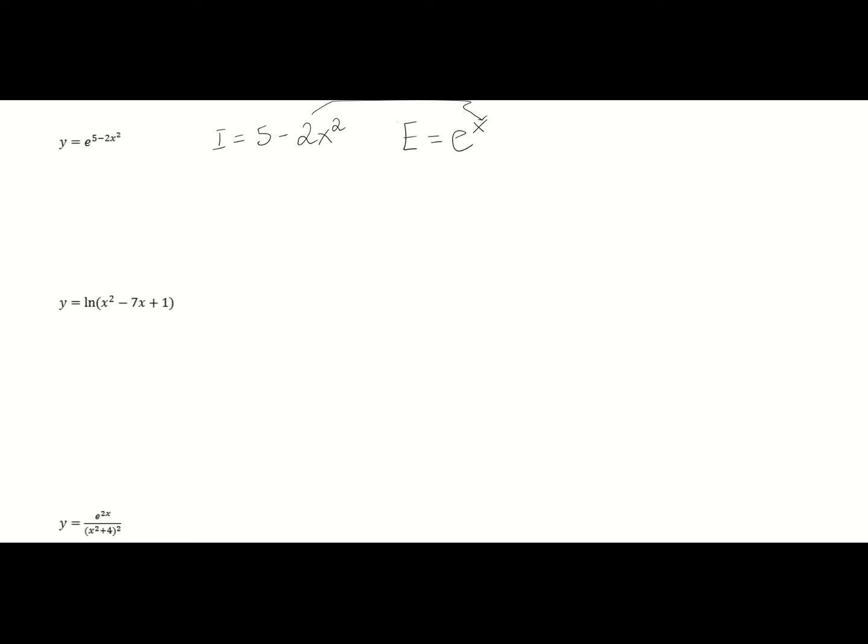Okay, so when I take my derivative, y prime, remember on the side here that when you take the derivative of e to the x, it's just e to the x. So I'm going to have that y prime is equal to e of the inside function times the derivative of the inside, which is going to give me negative 4x. So more appropriately, we would write it negative 4x e to the 5 minus 2x squared. And here's my derivative.